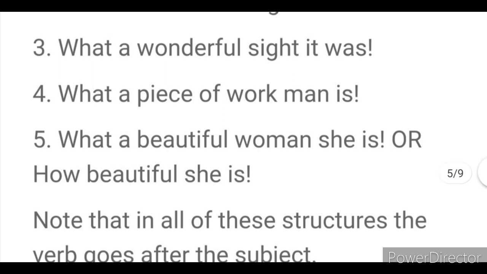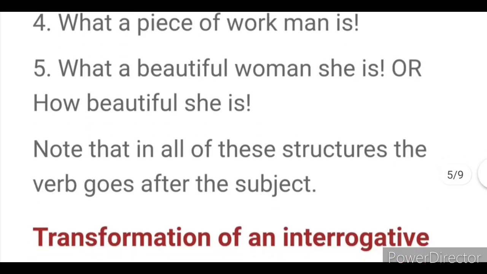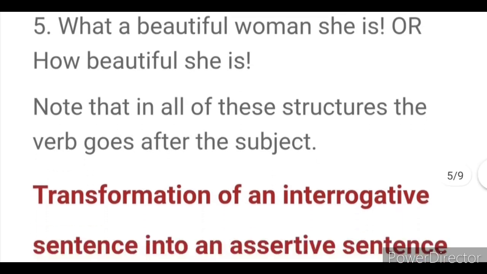Note that in all of these structures, the verb goes after the subject. So we have seen the verb going after the subject. How beautiful she is. She is the subject. Is happens to be the verb which comes only after the subject. What a piece of work man is. Man is the subject and the verb is comes after the subject. So in this way, the other sentences also.